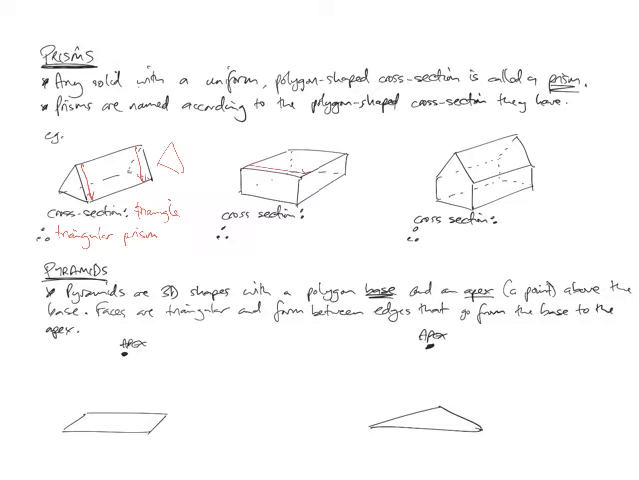If I was to cut along there and along the end there, your cross-section is going to be sort of this rectangle shape all the way through. So the cross-section is a rectangle. So it's going to be a rectangular prism.